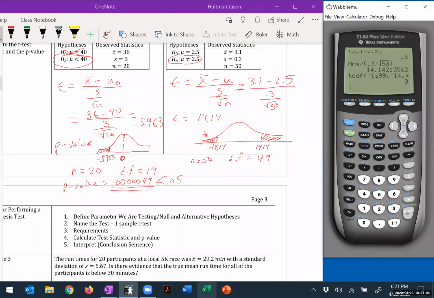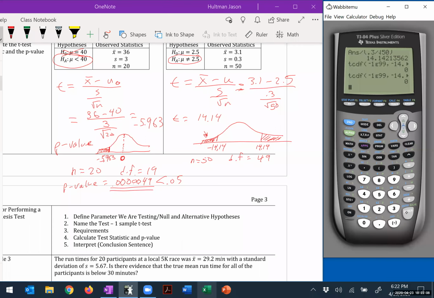Wasn't the degrees of freedom 49? Oh, did I not put it in correctly? You said 50. Oh, I'm sorry. Yeah, it is 49. It really doesn't matter in this case. Thank you. Okay, it's 49, and it's basically 0.